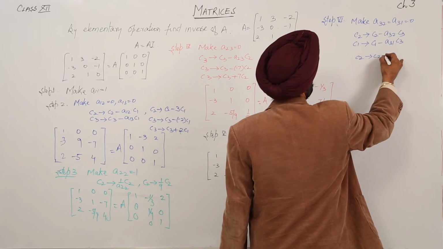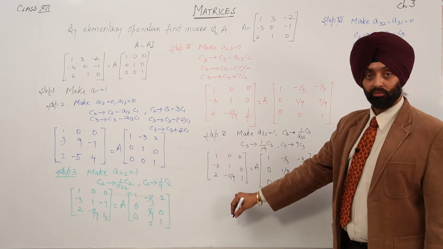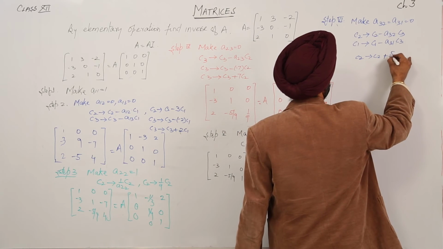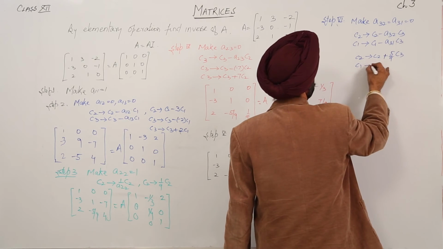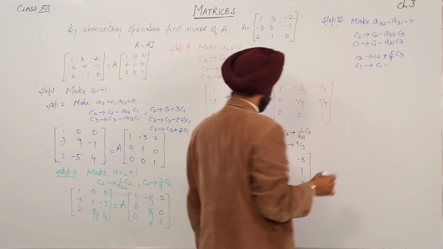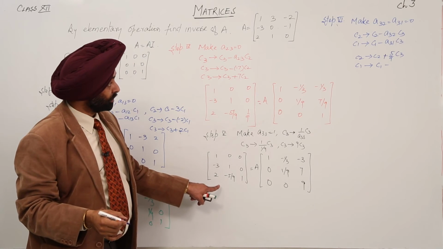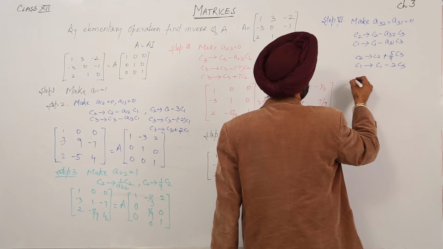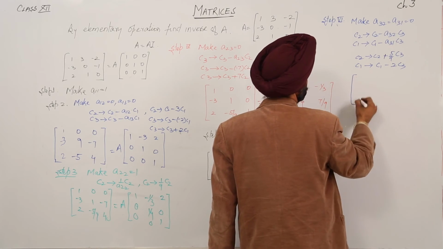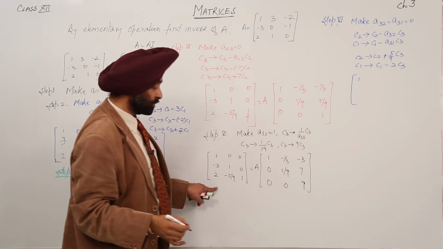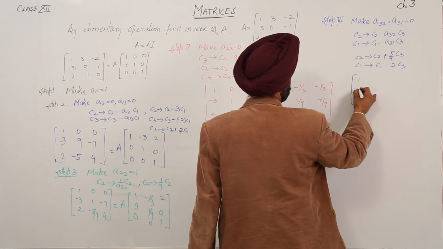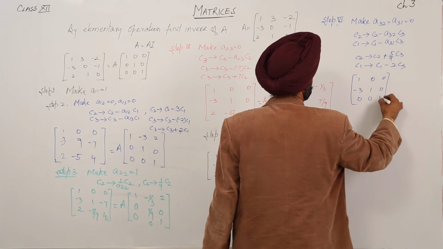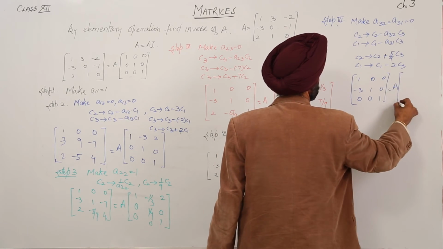So what we are getting here now? C2 approaches C2 minus A32. A32 is minus 5 by 9, so minus 5 by 9 becomes plus 5 by 9 C3, and C1 approaches C1 minus A31, which is 2, so C1 minus 2 C3. Now what we are getting here? We are getting 1. Now we have to make these two 0. Minus 3, 1, minus 3, 0, 0, 1, 0, 0, 0, 1, this side with A.